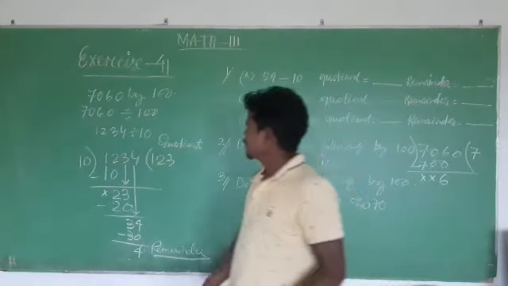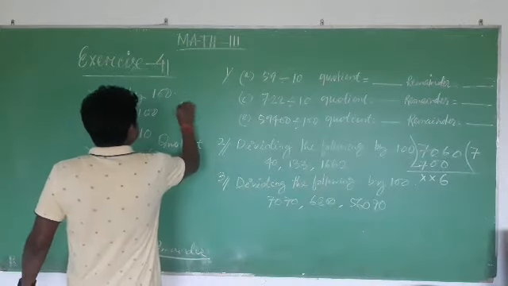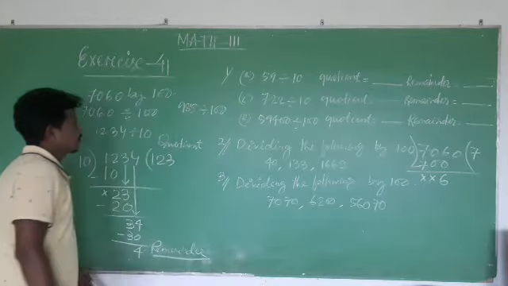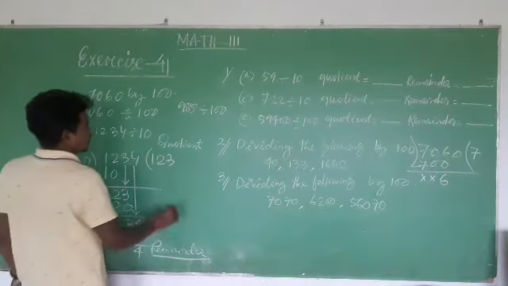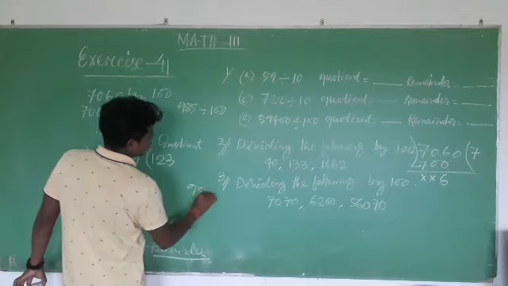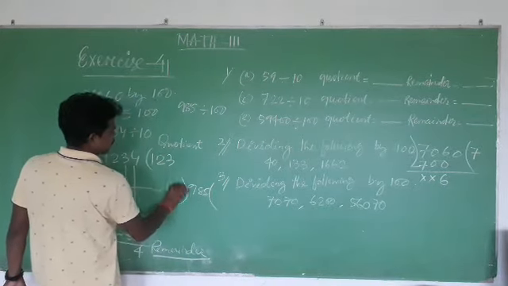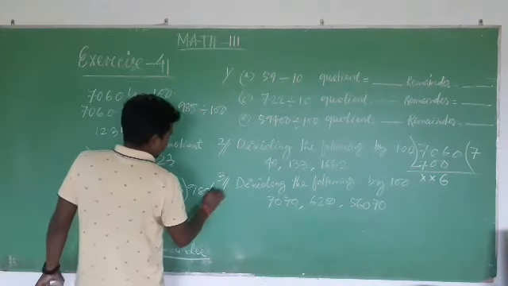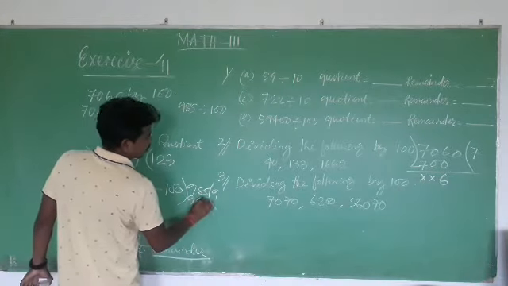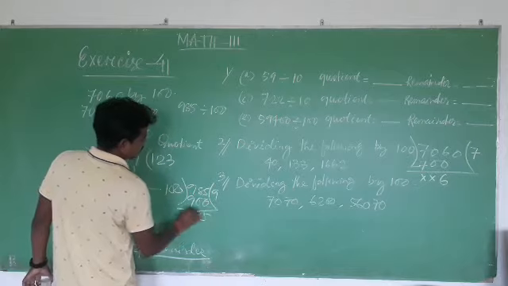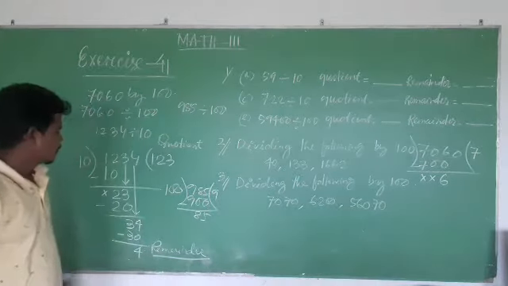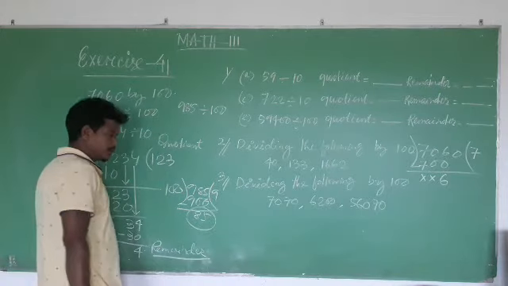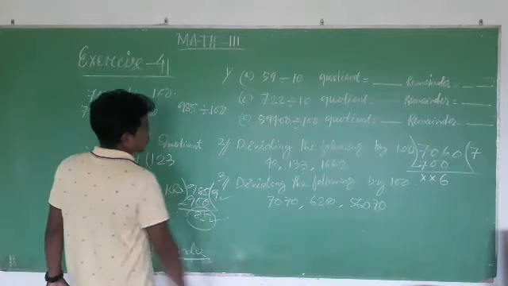Similarly, suppose we have 985 divided by 100. No big deal. I write 985 divided by 100. 100 nines are 900, and 85 is my remainder because 85 is smaller than 100. This is my remainder and this is my quotient.